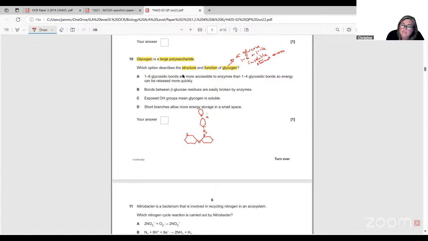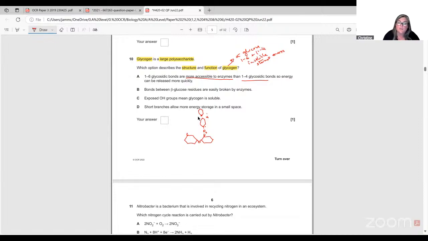So the fact that it says the 1 to 6 glycosidic bonds are more accessible to enzymes than 1 to 4 is them trying to get you to make the assumption that there's no extra bits up here and that there's no coiling up. Remember the fact that it's branched, it will also compact into a small area, and therefore that means that the 1 to 4 and the 1 to 6 won't be easily accessible over the other one. It just depends where the end part of any of the chains is. The end part of a chain could be a 1 to 4, or the end part of a chain could be a 1 to 6.